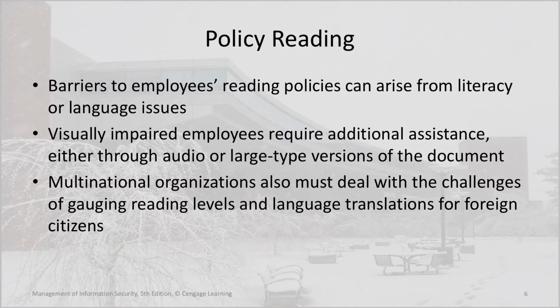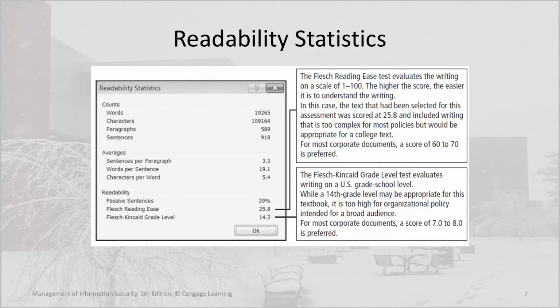There are a number of tools that can help assess the readability of policies. The Flesch Reading Ease test evaluates the writing on a scale of 1 to 100. The higher the score, the easier it is to understand the writing. The Flesch-Kincaid grade level test evaluates writing on a U.S. grade school level. While a 14th grade level may be appropriate for a textbook, it is too high for an organizational policy intended for a broad audience. For most corporate documents, a score of 7 to 8 is preferred.